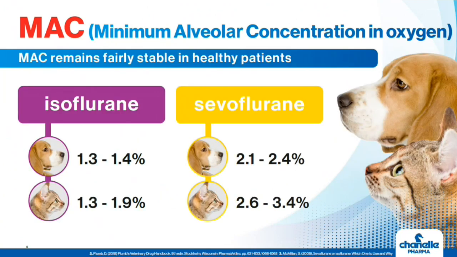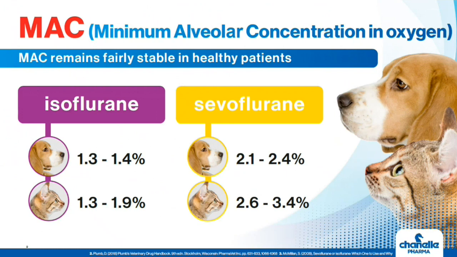So MAC remains fairly stable in healthy patients. For isoflurane and sevoflurane, and indeed all the anaesthetic inhalant agents, there are quoted MAC values that appear in the literature. For isoflurane in dogs, this is reported to be between 1.3 and 1.4%, and sevoflurane in dogs, 2.1 to 2.4%. In cats, isoflurane 1.3 to 1.9%, sevoflurane in cats 2.6 to 3.4%. So there is a slight variation depending on which literature you get this from.